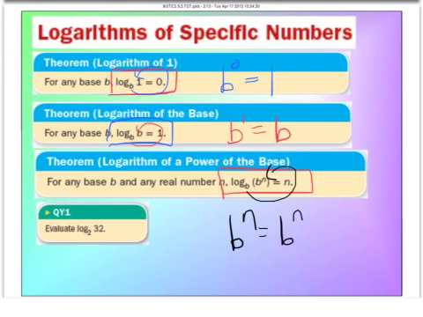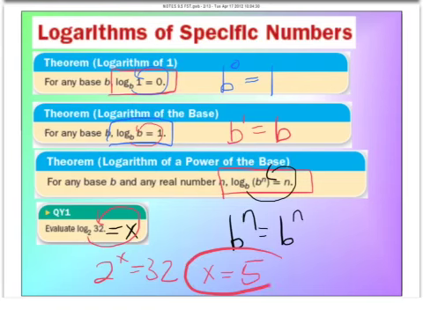Let me show you how to use these properties. This first example, evaluate log base 2 of 32. I'm going to just set it equal to x so I can rewrite it and do this. Base 2 to this power is that. So 2 to some power is 32. The answer to my problem is 5. So log base 2 of 32 is the same as saying the number 5.